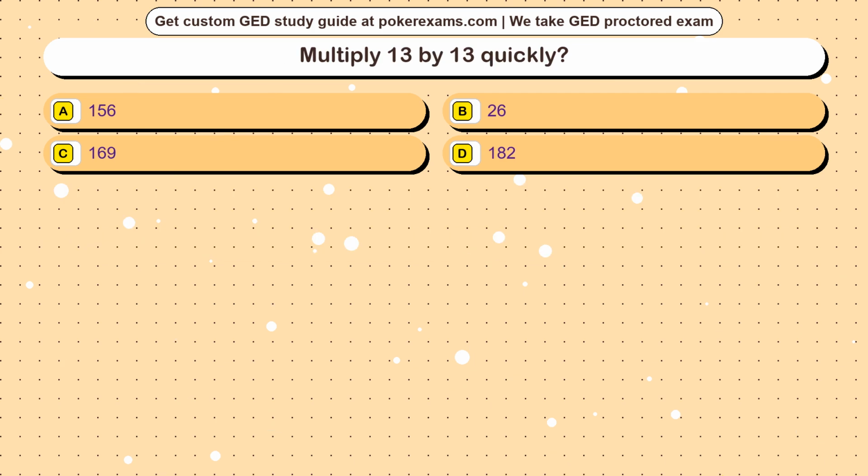Question 22. Multiply 13 by 13 quickly. Option A, 156. Option B, 26. Option C, 169. Option D, 182.